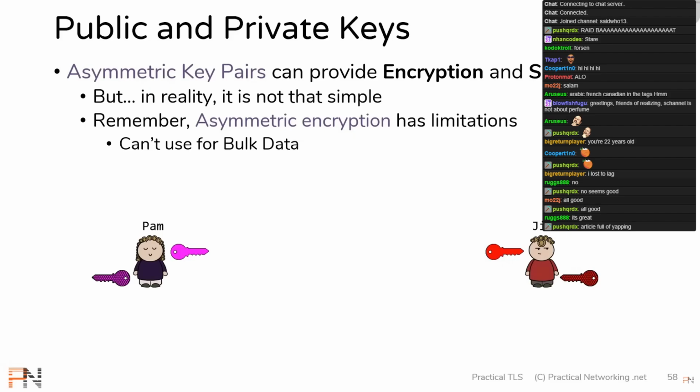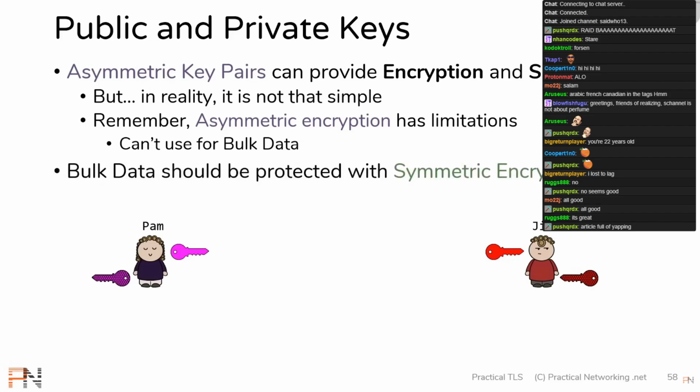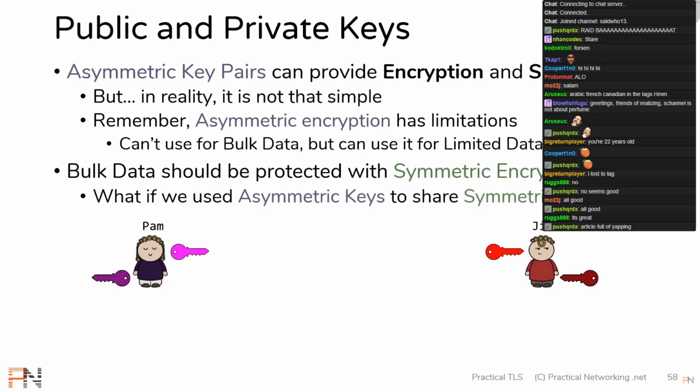Instead, if we want to actually protect bulk data, what we want to be doing is using symmetric encryption. But symmetric encryption has this problem that we have to first establish a symmetric key on either side of the wire, and we have to do it in a secure way. Well, that symmetric key is a pretty small piece of data. And recall that we can use asymmetric encryption for smaller, limited datasets. Well, why don't we use an asymmetric key pair to share a symmetric key? That is what SSL and TLS actually do. Let me show you how it works.